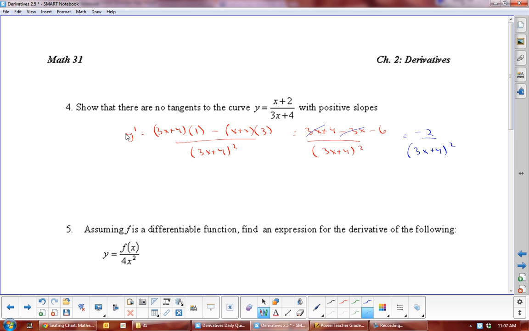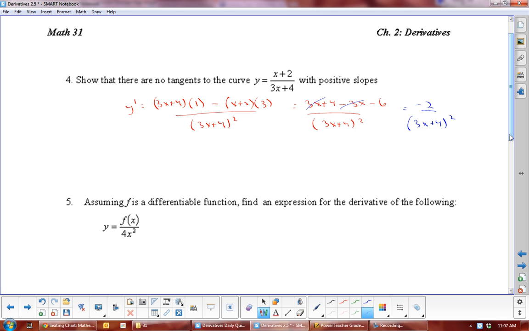Now it says show that there are going to be no tangents on here with positive slopes. Well, if you think about it, no matter what number you put in, well, let's do this first. The top will always be negative. It's negative 2, not moving. And the bottom will always be positive, right? There's no getting out of that because you're squaring whatever you get inside. And this, of course, equals a negative. We just found the slope. The slopes will always be negative, okay, no matter what.